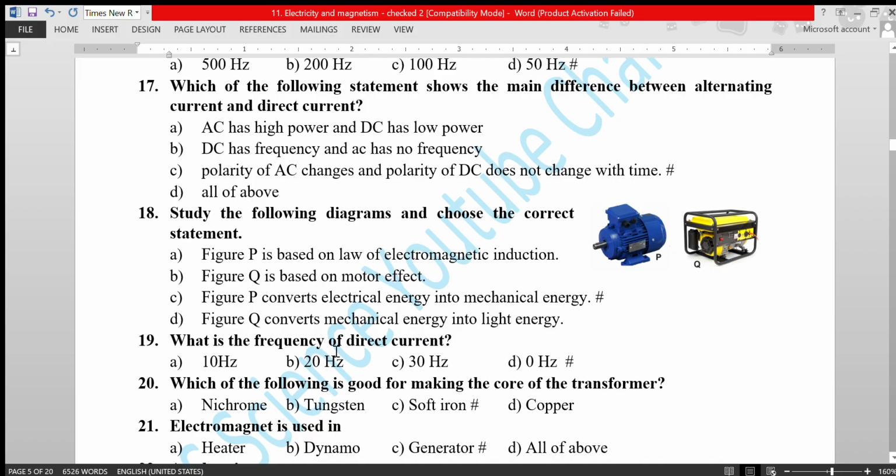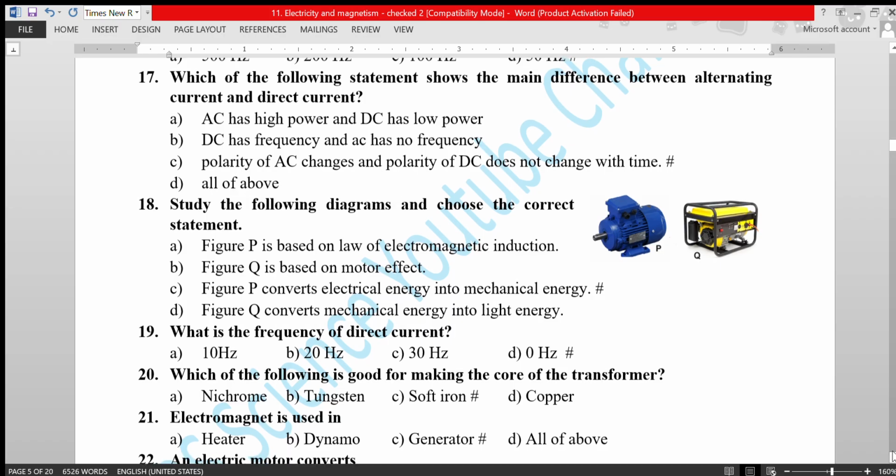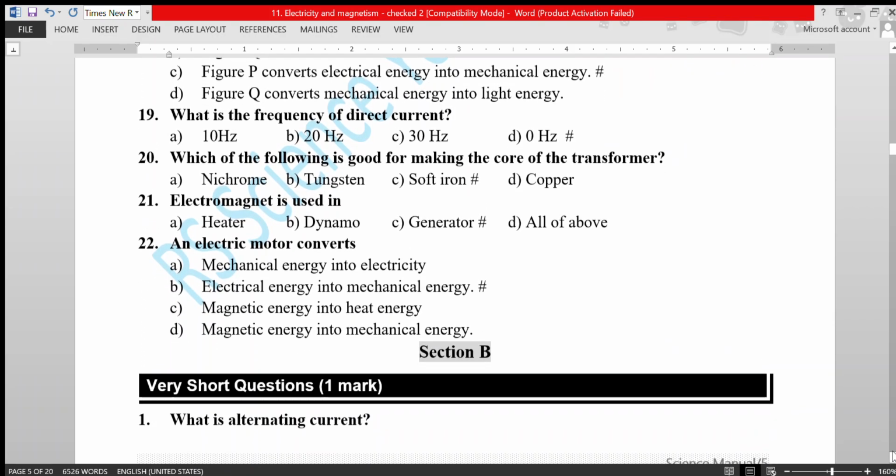What is the frequency of direct current? Obviously 0 Hertz. Which of the following is good for making the core of a transformer? Soft iron. Soft iron is used. Electromagnet is used in a generator. That's the correct answer. An electric motor converts electrical energy into mechanical energy.